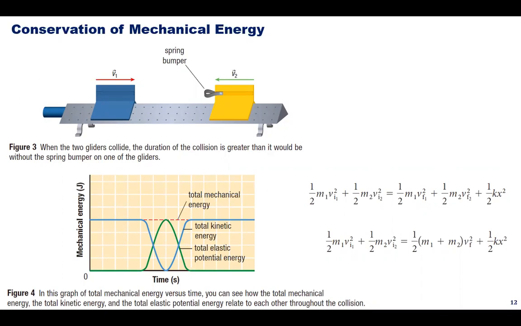So if the compression of the spring bumper during the collision is X, then the law of conservation of energy states that the total energy in the initial state should equal the total energy in the final state, when the spring is compressed. So we have the following relationship here. In the initial state, the total energy is just the sum of the kinetic energies of the two objects, which is 1/2 m1 vi1 squared plus 1/2 m2 vi2 squared.